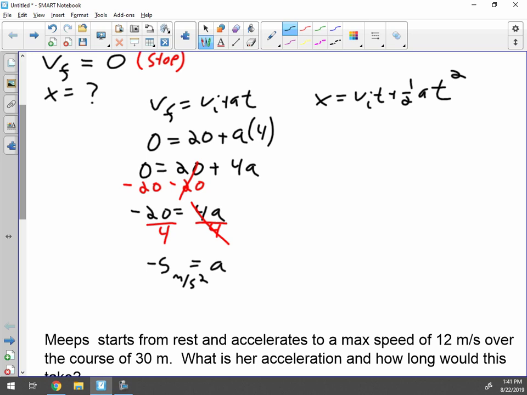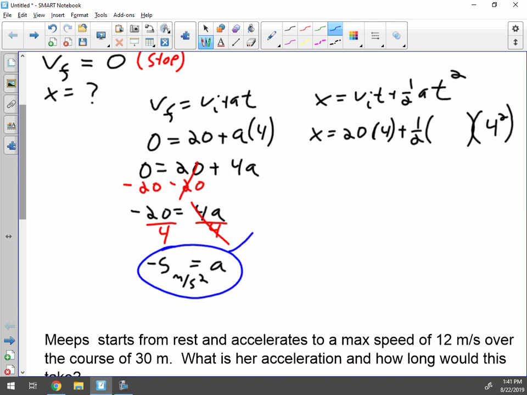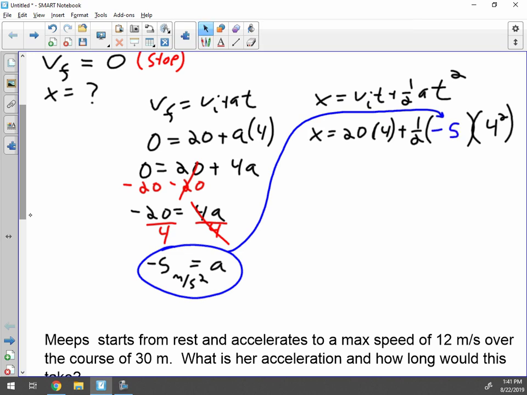All right. This other side, the right side, I have a distance, which I don't know. My VI is 20. My time is 4. I'm looking for my a. So the a that I just found is right here. That is going to get plugged into my a. This is my negative 5. So now I can find the distance, which is what I want.